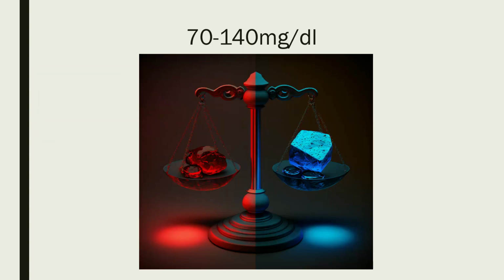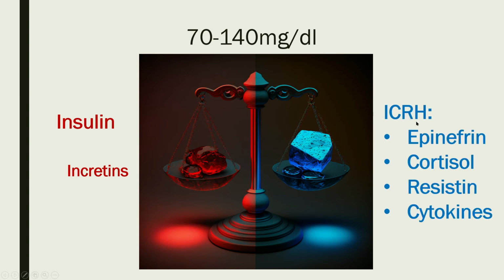So if this system works perfectly, with these two counter hormones balancing, on the one side insulin and its friends like incretins, which we are going to discuss in other videos, along with insulin counterregulatory hormones like epinephrine, cortisol, resistin, cytokines, glucagon, among others, we manage to keep our glucose level in a healthy state for the rest of our cells, around 70 to 140 milligrams per deciliter of blood. Once again, this ensures that all of our needs are covered, and this balance is the crux of diabetes.